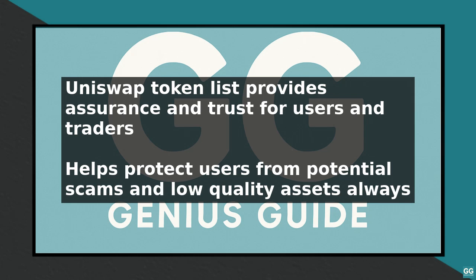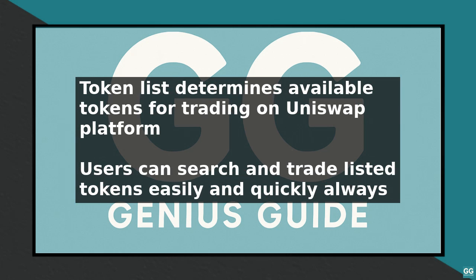In practical terms, the Uniswap token list is used to determine which tokens are available for trading on the Uniswap platform. When a user wants to trade a token, they can search for it on the Uniswap interface, and if it is listed on the token list, they can proceed with the trade. If the token is not listed, it may still be possible to trade it, but this will require the user to manually input the token's contract address and other details, which can be more complex and carries more risk.